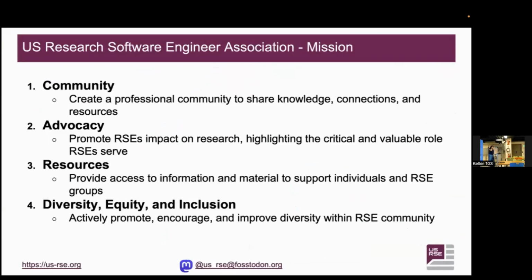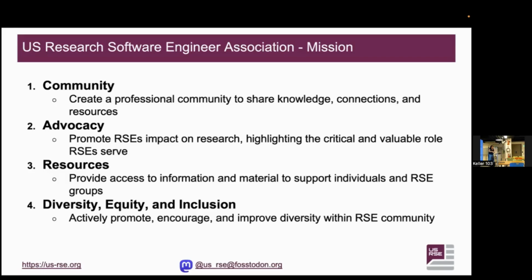So what do we want? What is our mission? It's about community, having a community, because it's a non-traditional academic career path if people stay in academia. And to have a professional community to share knowledge, connections, resources, to really have a place where you belong. We want to advocate for research software engineers because often there are no incentives, there is no highlighting of how critical their role is, how valuable research software is, and also how hard it is to be recognized for it.